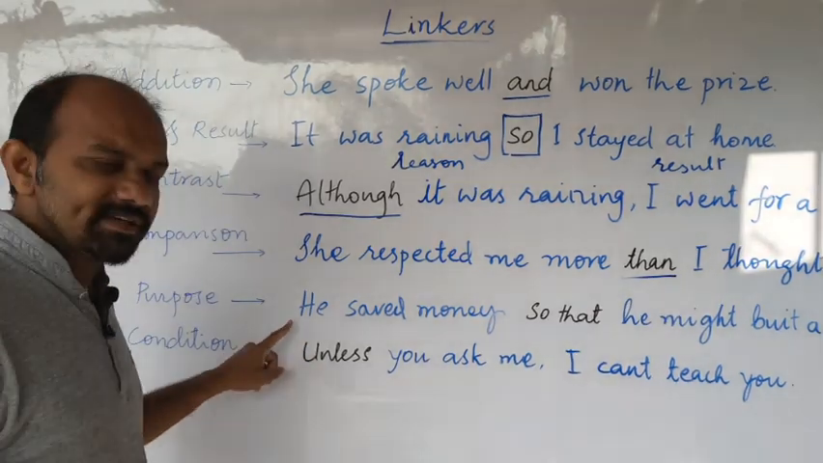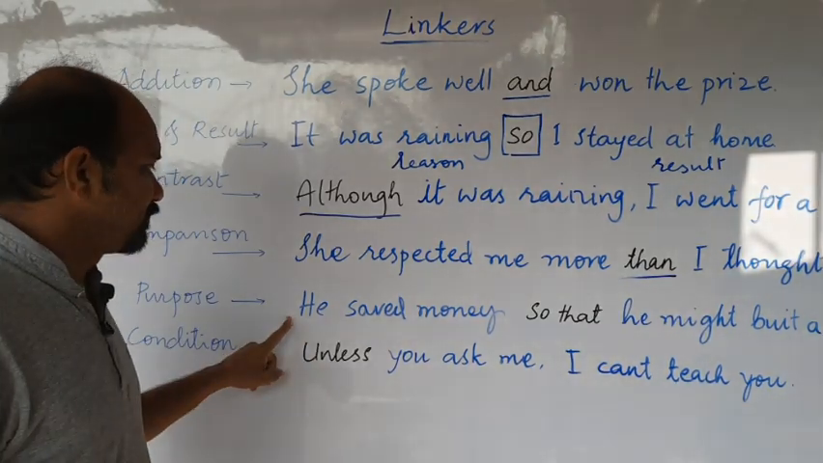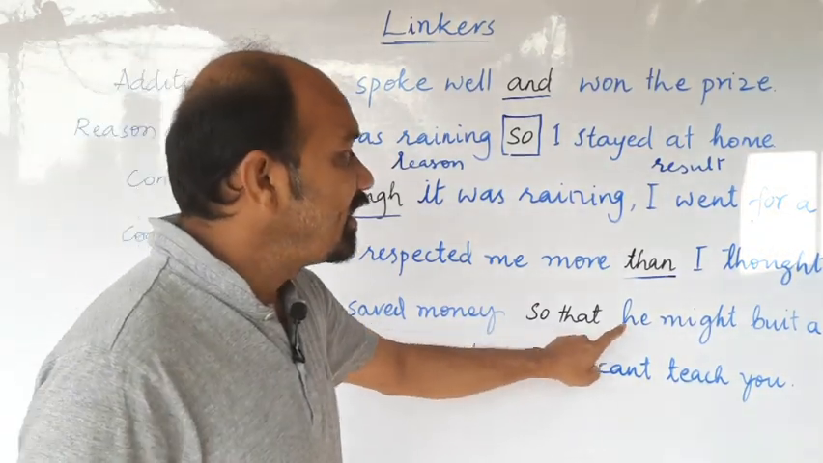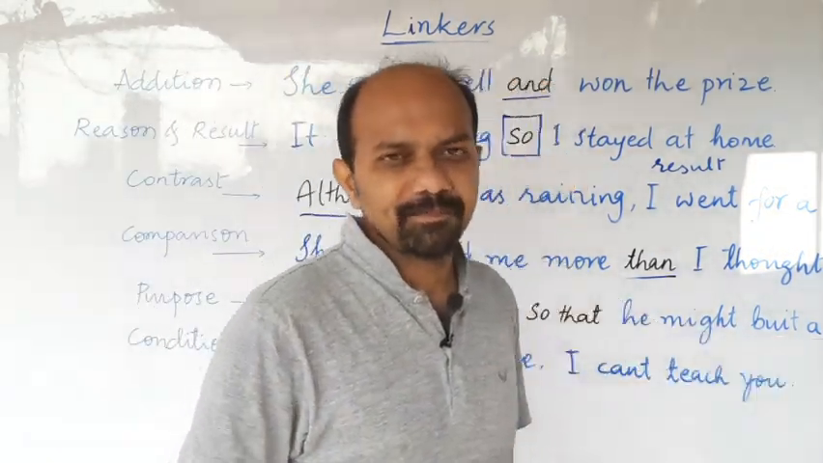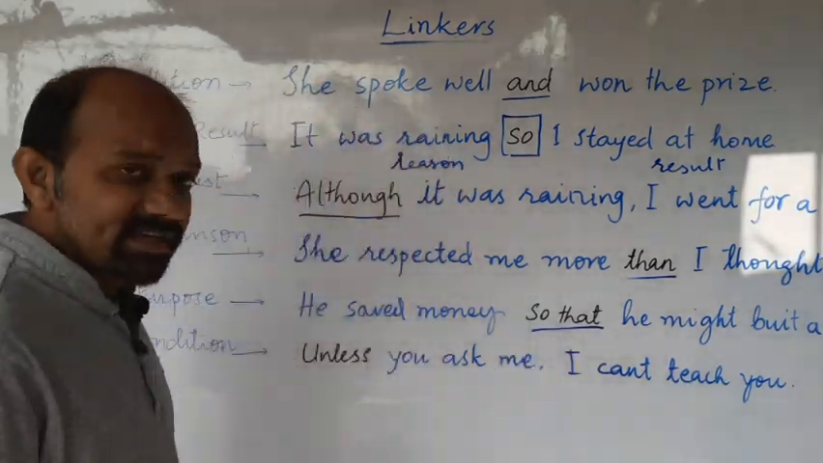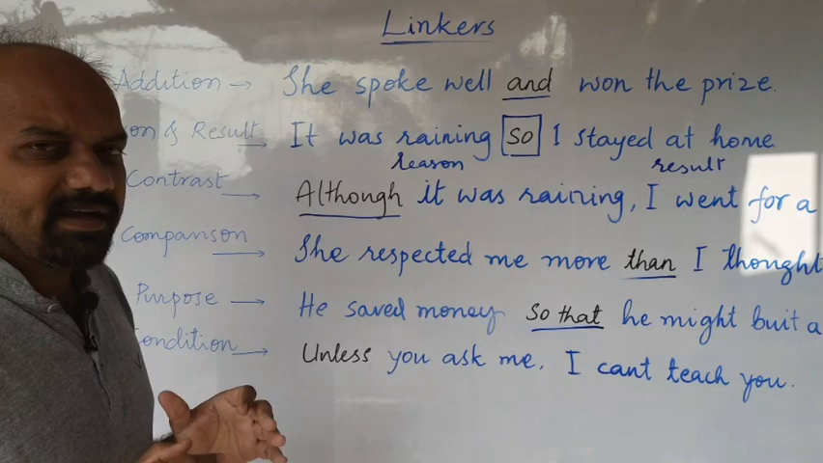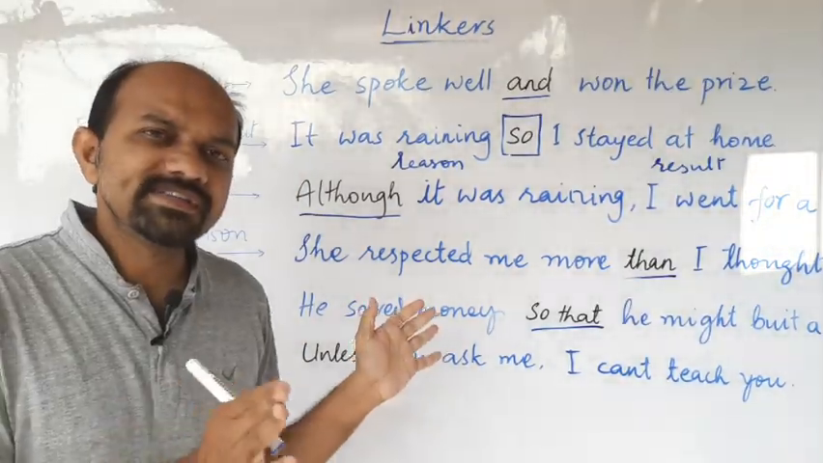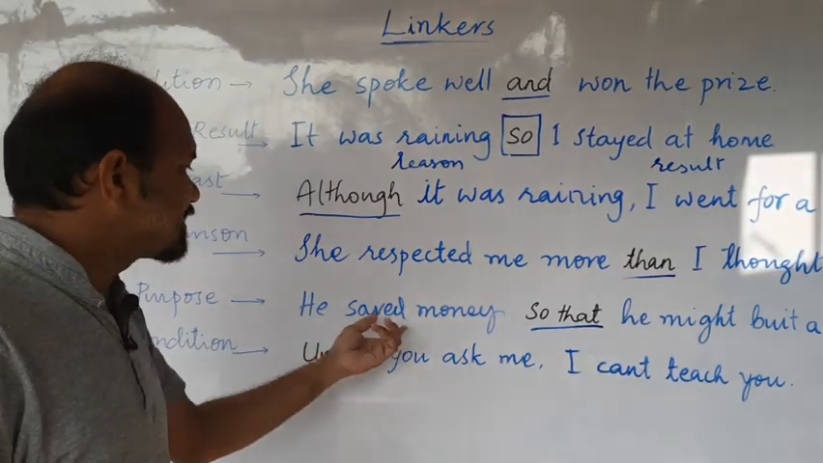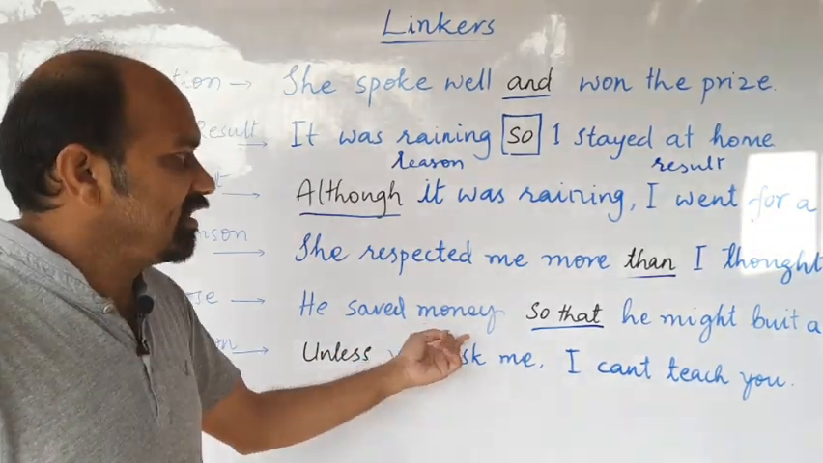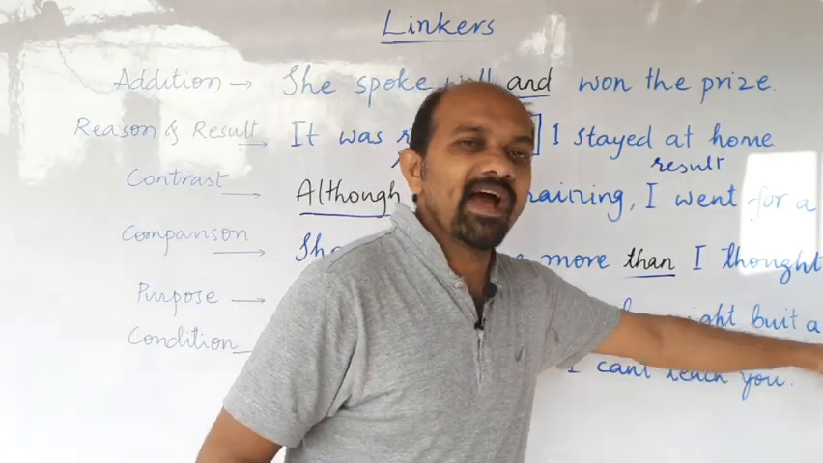Let us look at another example here. He saved money so that he might build a house. The linking word so that suggests that there is a purpose for his action of saving money. He saved money. Why? The purpose is he might build a house.